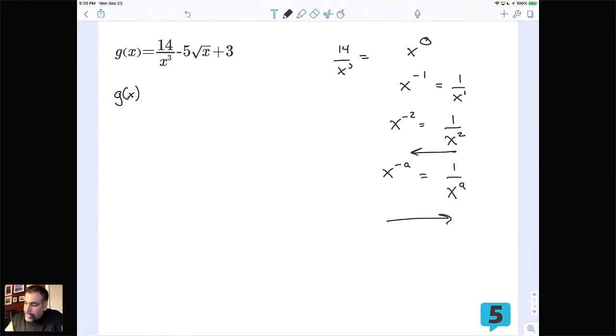G of x is good to go. We don't have to mess with that. But that 14 over x cubed, what I want to do is say that's 14 times 1 over x cubed, and that 1 over x cubed can be rewritten as x to the negative 3.